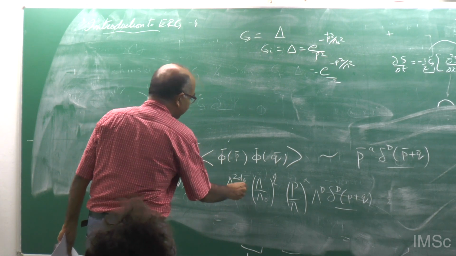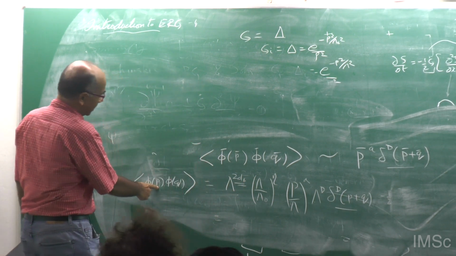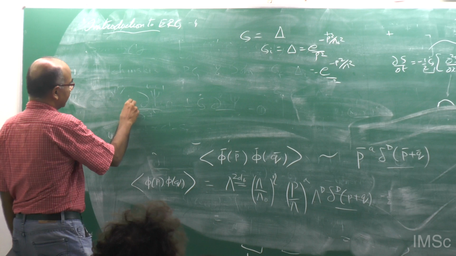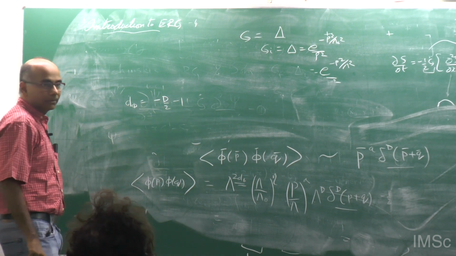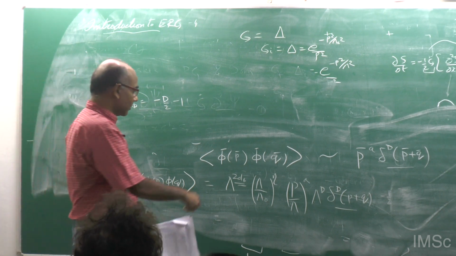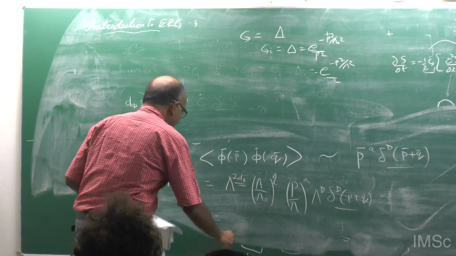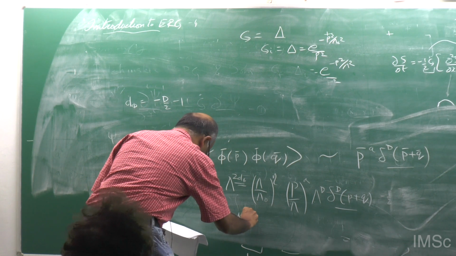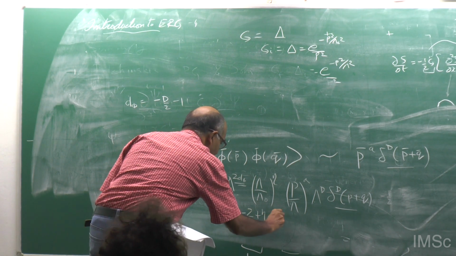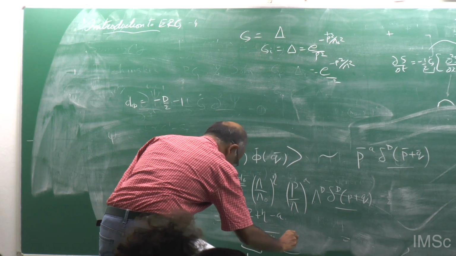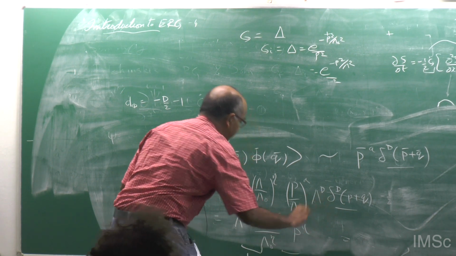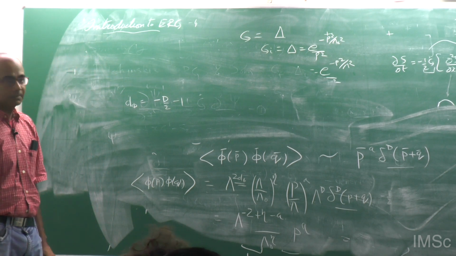And this is of the form... what is the definition of d phi? Remember that for a field of momentum p, the dimension d phi is minus d by 2 minus 1, in p space. So if you put that all in, you will find that this is lambda to the power of minus 2 plus eta minus a, by lambda naught to the power of eta. That's what it's going to look like.